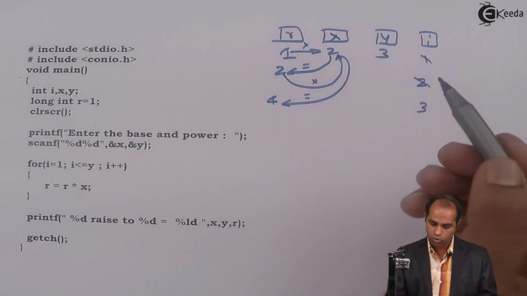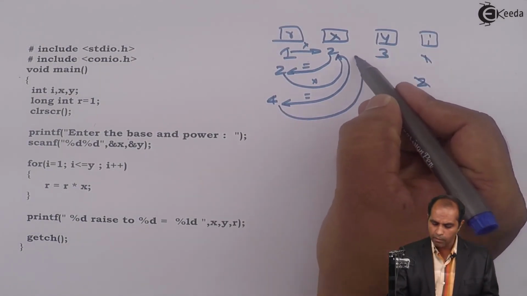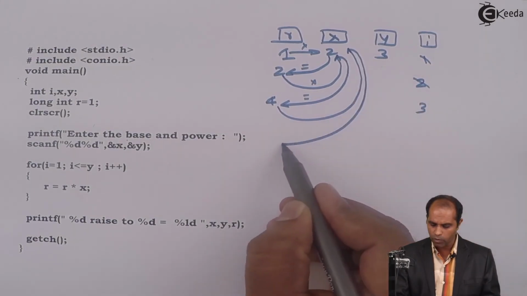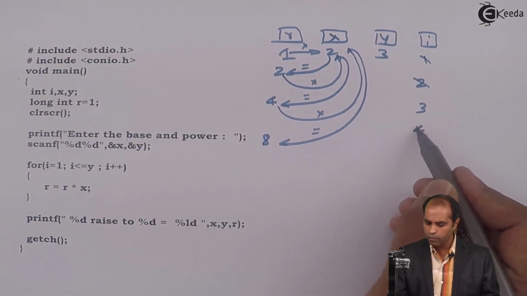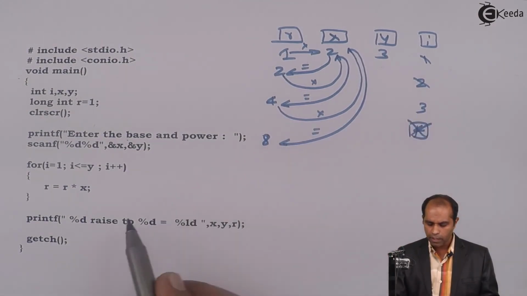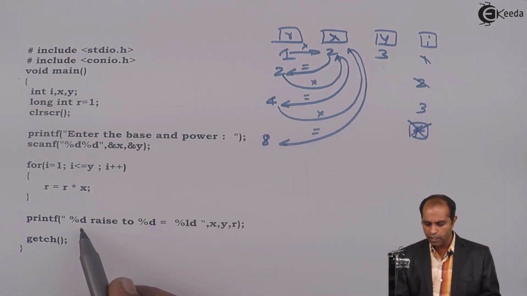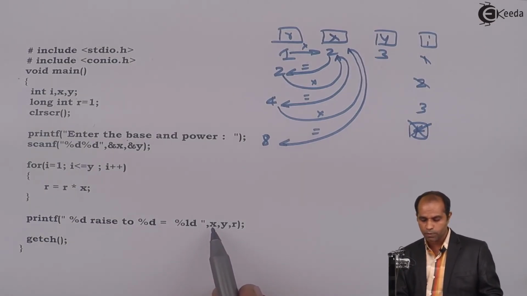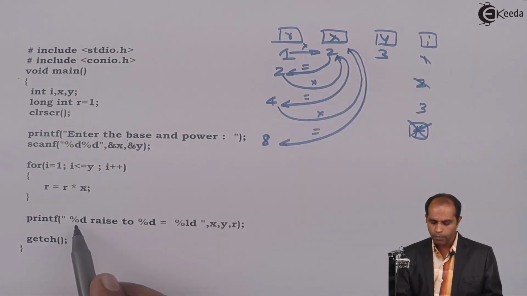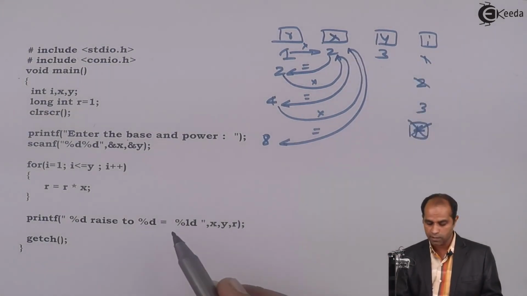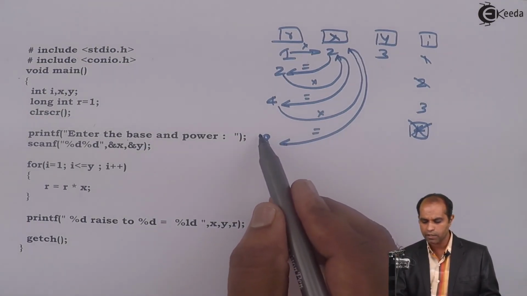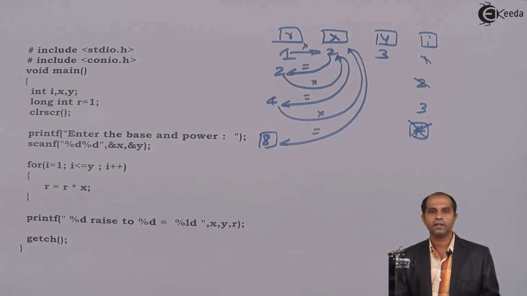3 less than or equal to y, true. Again take r, multiply it with x and store the result back to r. So 4 into 2 is 8. When i becomes 4, stop this operation and print %d raised to %d. The first %d corresponds to x. x is 2. %d raised to 2 raised to %d, that is y, that is 3. 2 raised to 3 equals %ld for r. r is 8. So I'll say r as 8.